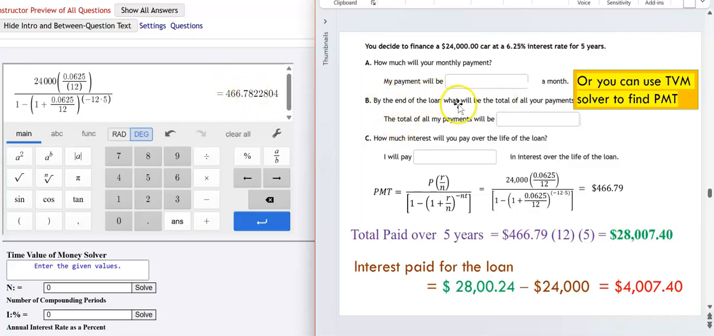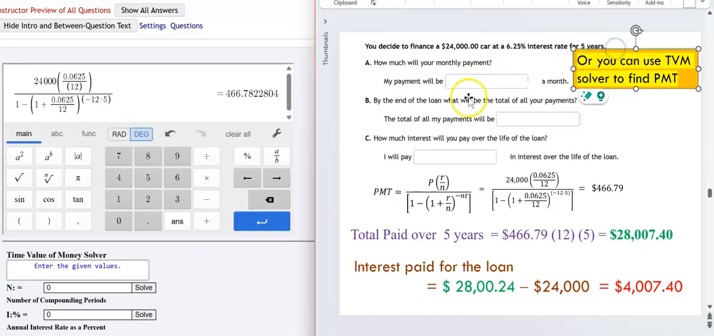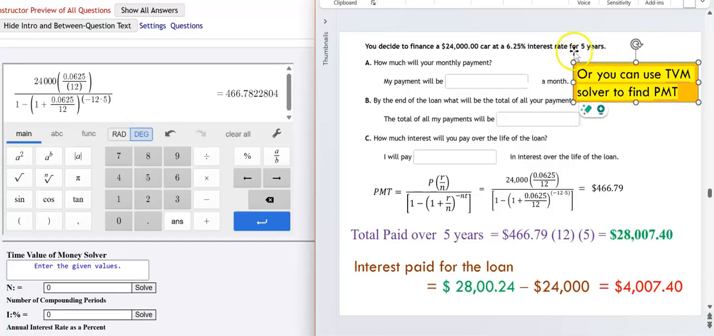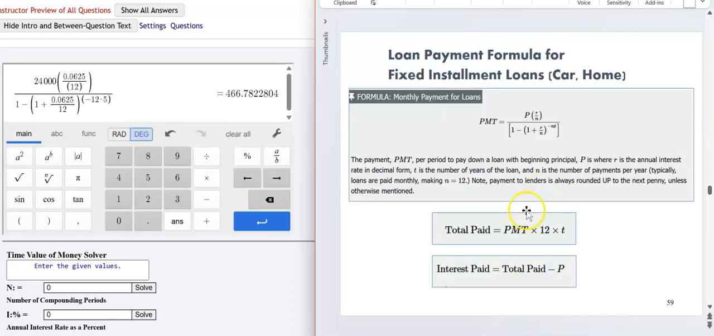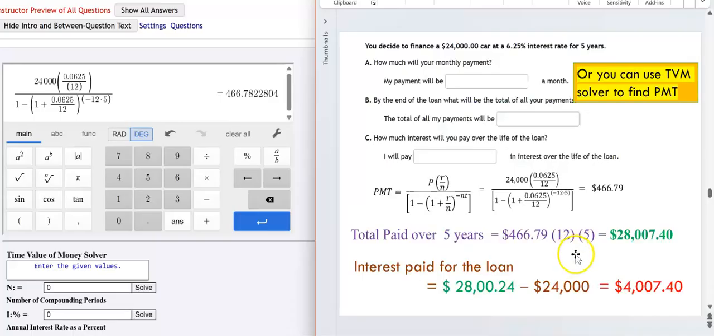Next part: by the end of that loan, what will be the total payment you made? That means over the 5 years, how much you're going to pay. Since you paid $466.79 every month, in 5 years you're going to end up paying this much. Again, the formula: total paid is PMT times 12 times T. PMT is $466.79 times 12 times T, which is 5. You get $28,007.40. That's what you end up paying by 5 years.